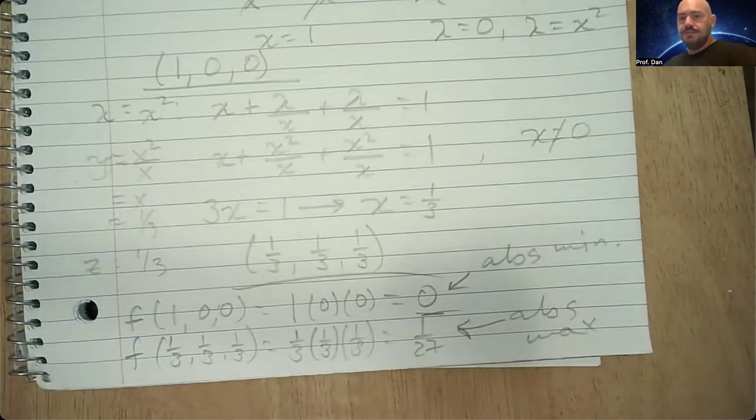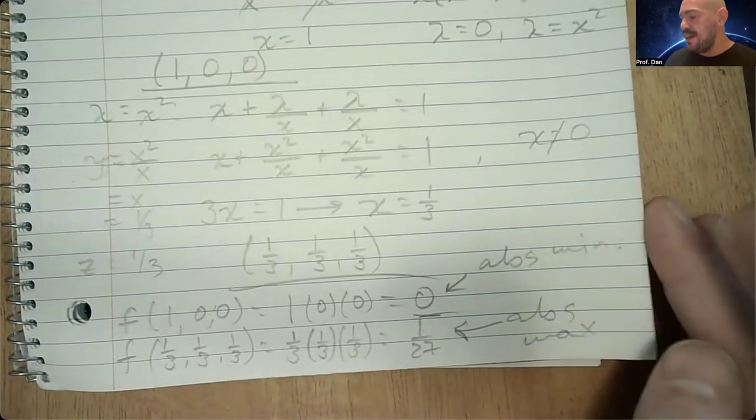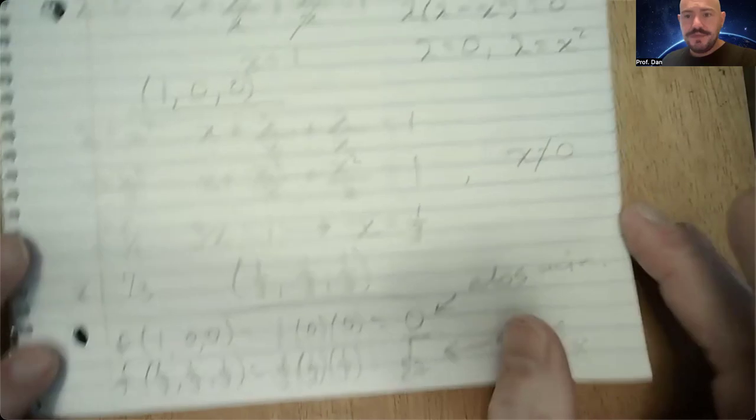And there we go. We've used Lagrange multipliers to find absolute max and min of a function of 3 variables. We are so fancy.